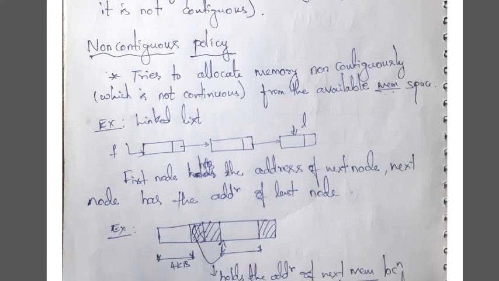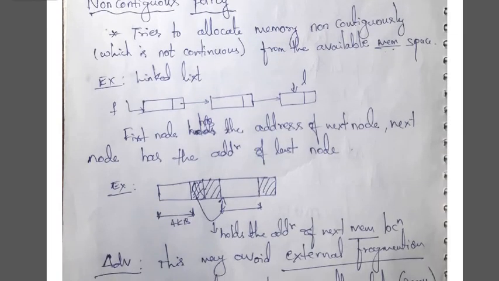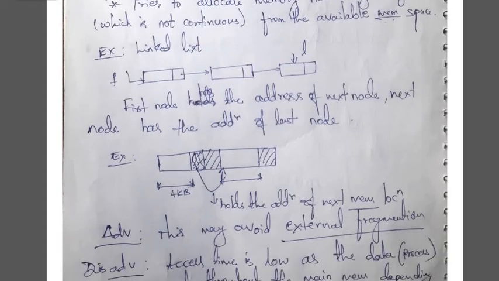Now the first node holds the address of the next node, and the next node has the address of the following node. Here I have 10 kilobytes of memory available. 4 KB is allocated for P1, but out of the 5 KB part, I am taking a few KB in order to hold the address of the next block, so that it always addresses the next node, where the next piece of information for this process is available.